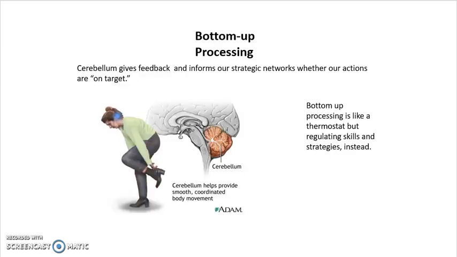The cerebellum is an example of bottom-up processing. The cerebellum is a cauliflower-shaped structure located at the back and base of the brain, overlaying the brainstem. The cerebellum takes sensory feedback, which clues it into how actions are being executed, and compares it to other signals that convey the actions intended. Then, through bottom-up projection, the cerebellum informs our strategic networks about whether our actions are on target. Bottom-up processing operates in a similar way to refine mental patterns. Like a thermostat, bottom-up processing regulates skills and strategies.